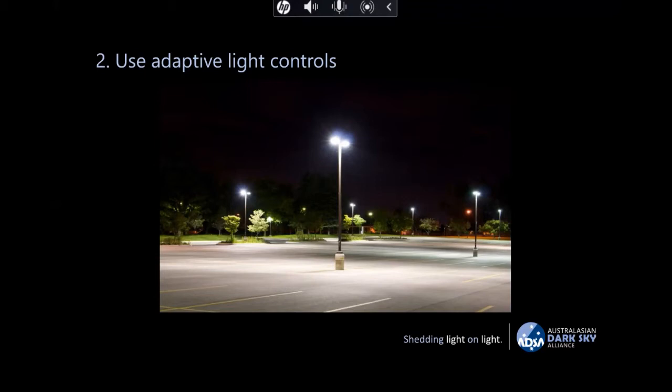The advent of LED technology makes it an extremely easy to control light source. Things like motion sensors, timers, the ability to be able to dim, and actually having lighting that responds to the occupancy of space can really help reduce the problem of light pollution.